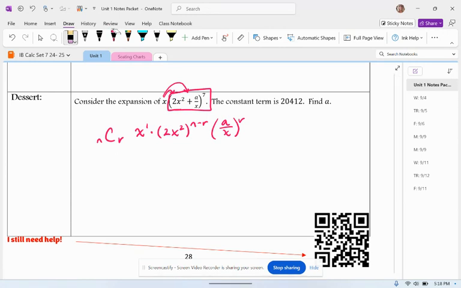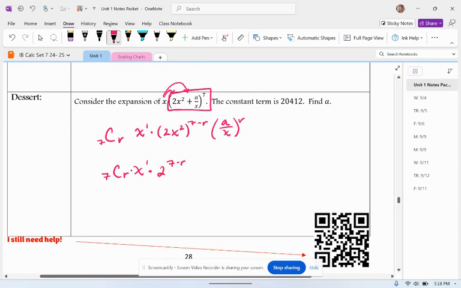We already know n is 7, so I'm going to pop that in there. We're looking for the r that results in the constant term. So I would have x to the first times, let's do it out, 2 to the 7 minus r times x squared to the 7 minus r. Remember, power raised to a power, you multiply, times a to the r over x to the r.